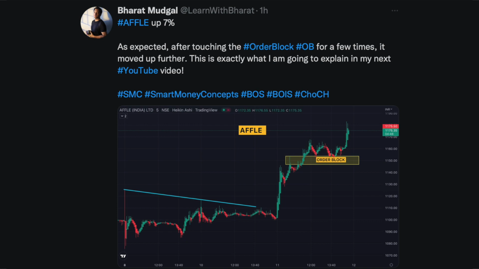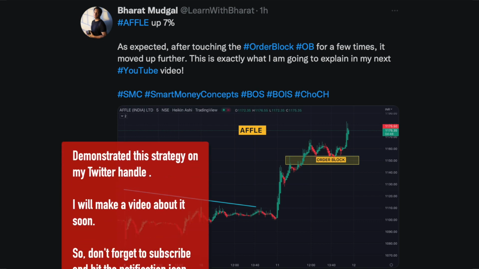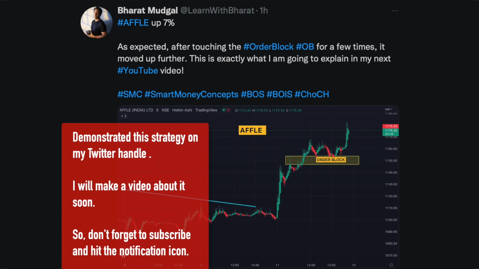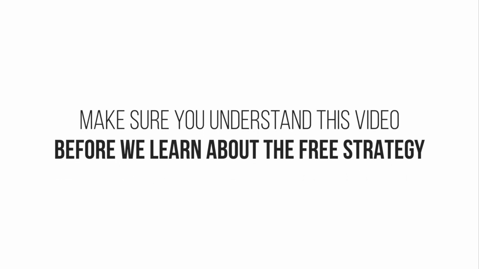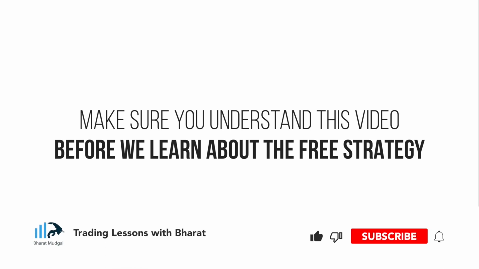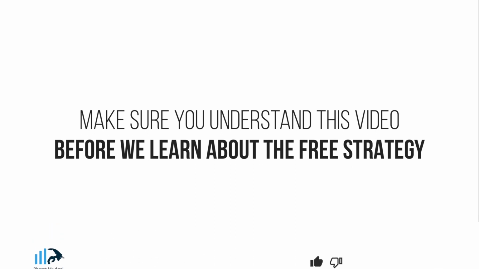I have created a trading strategy on TradingView based on order blocks and smart money concepts and higher high, higher lows, fractals. All of this is combined into one strategy, and you will be amazed to learn about that strategy. But before that, you have to make sure that all your concepts about order blocks are clear. Now I'll wait for you to just absorb all this learning, and then I'll come up with yet another video explaining my strategy on how to use all of these concepts.